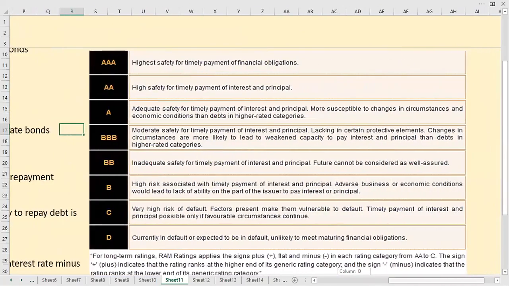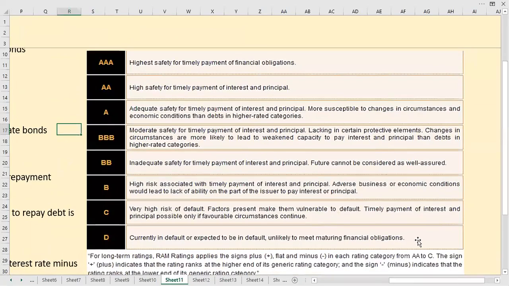Now, if you look at this particular chart, this is a credit rating that I have taken from, I think, Fitch Ratings. In Sri Lanka, we have two third-party organizations operating, that is Fitch Ratings and RAM Ratings. If you look at these ratings, AAA is the highest safety for money, with timely payments of the financial obligation. So a company with AAA is the best one to invest in, because we have less default risk here.